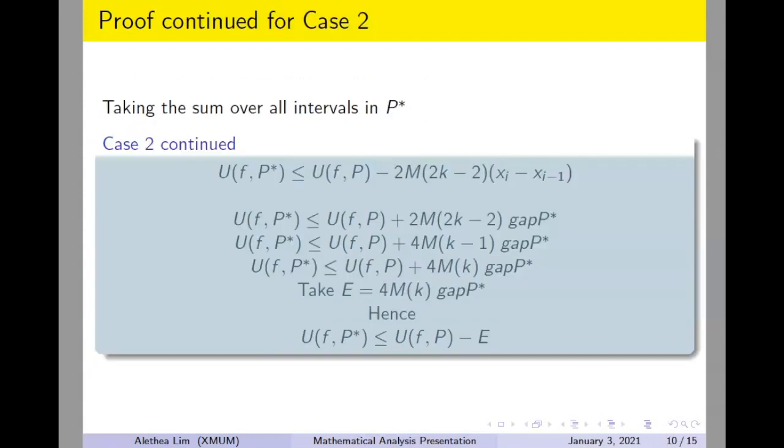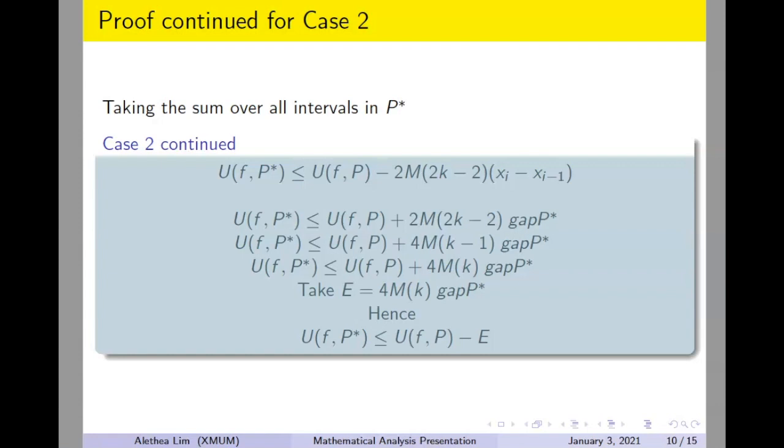We see that taking the summation over all intervals in P star, we get that the Darboux upper sum of Fp star is less than or equal to the Darboux upper sum of Fp minus 2m times 2k minus 2, which is the number of intervals, times xi minus xi minus 1. Since we know that the maximum length of the intervals is gap P star, we can plug this in accordingly.